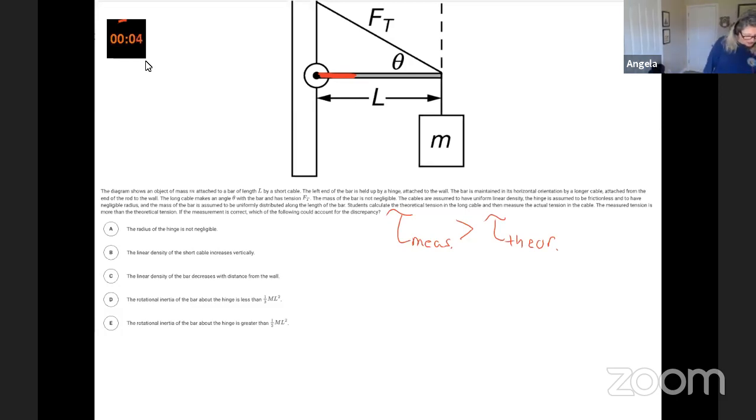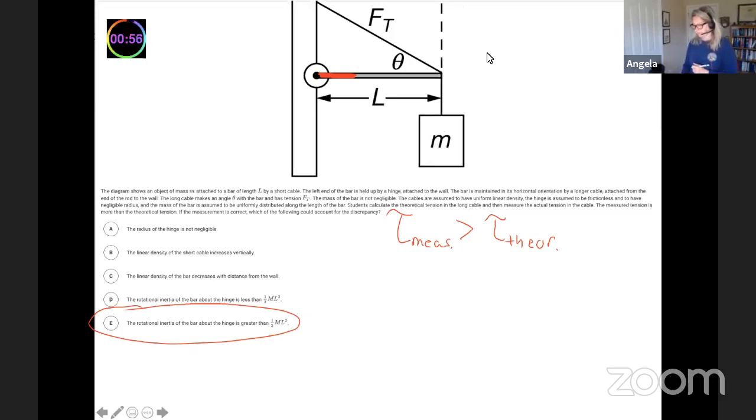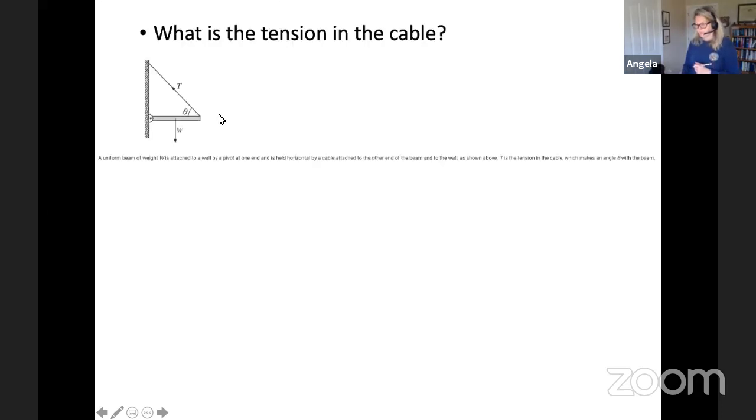The rotational inertia is greater than 1/3 ml squared. If the rotational inertia is greater, that means you need more torque to prevent it from spinning. Okay, try this one.